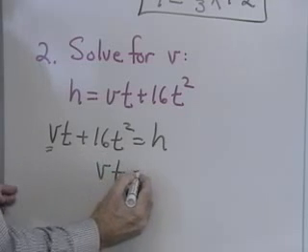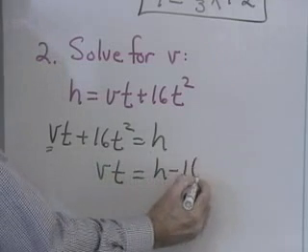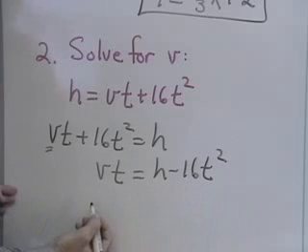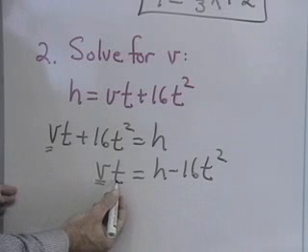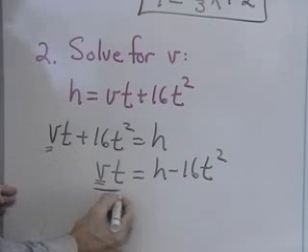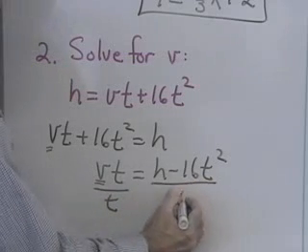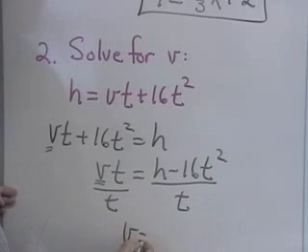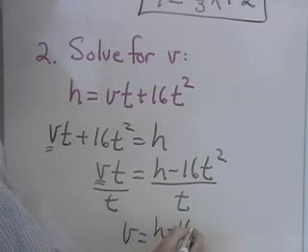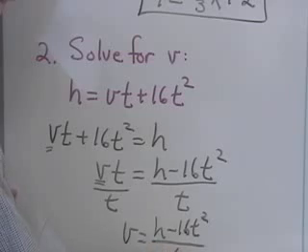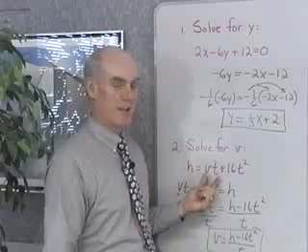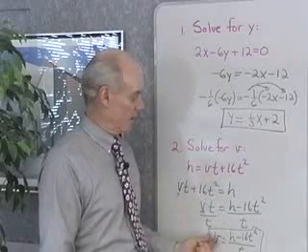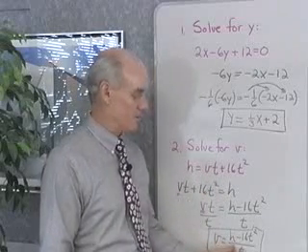I get v times t is h minus 16t squared. Now I keep my eye on the variable I'm solving for, which is v, so I want to get rid of this t right here. I'll divide both sides by t or multiply both sides by 1 over t. Either way, I'll have v is equal to h minus 16t squared, all divided by t. So that is this formula right here solved for v. So when I solve this formula for v, I end up with this expression right here.